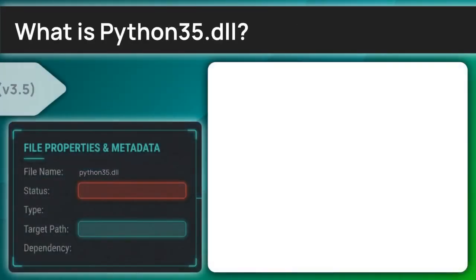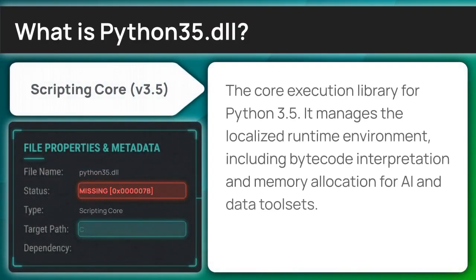This is the Python35 library, the core execution library for Python 3.5. It manages the localized runtime environment, including bytecode interpretation and memory allocation for AI and data toolsets.